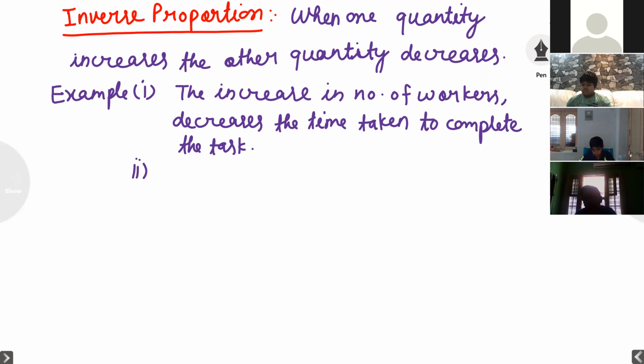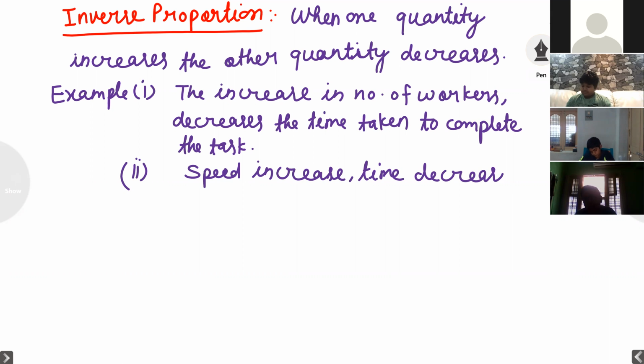Second example: speed increases, time decreases. It means speed is inversely proportional to time. One by is called inversely proportional.